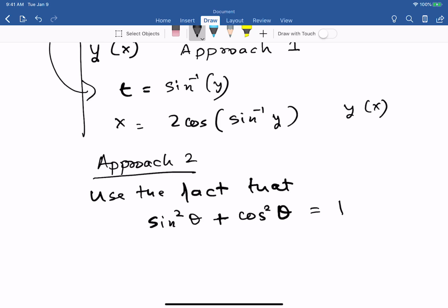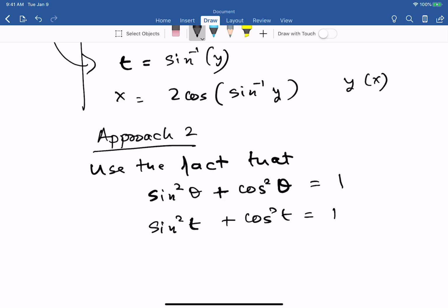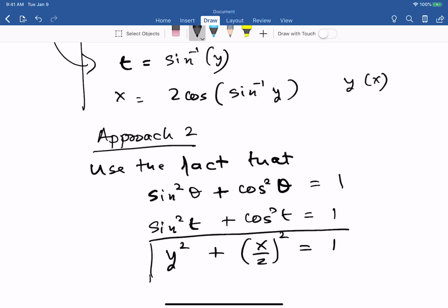So sine of t is y, right? So it should be true that sine square t plus cosine square t should be equal to 1, right? Now sine of t from the second equation is just y, so y square, and cosine of t, cosine is x divided by 2 from the first equation, so (x divided by 2) square equals 1, and that's it. This is an equation which connects x and y, and it represents the equation of the curve. So this is the answer. And this is also the answer.